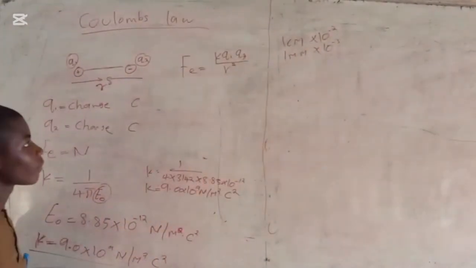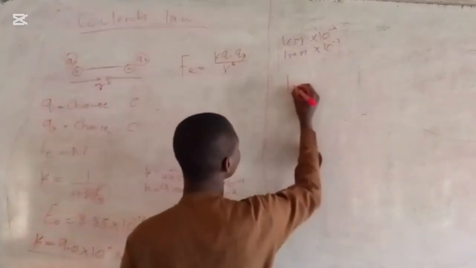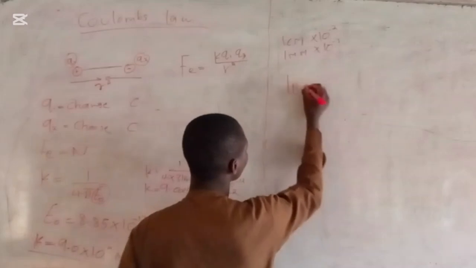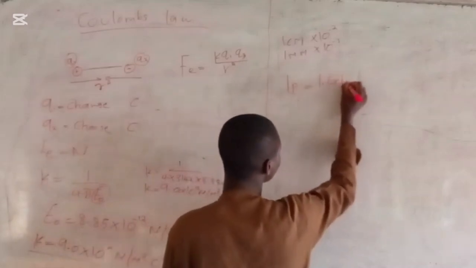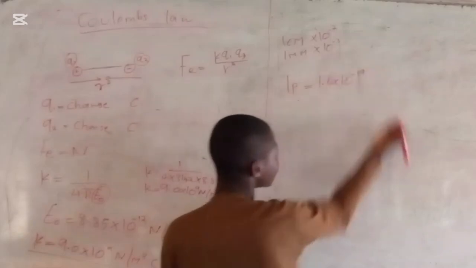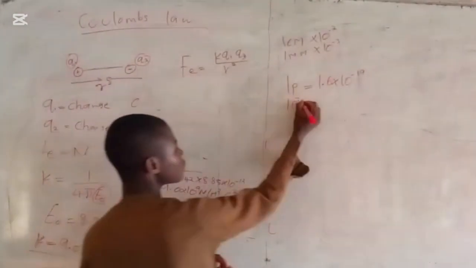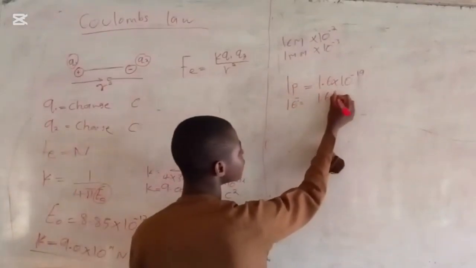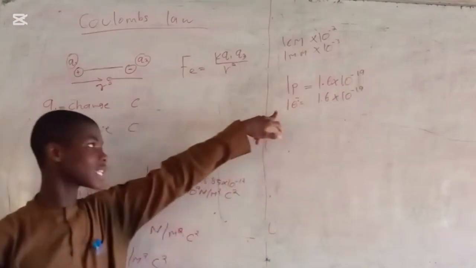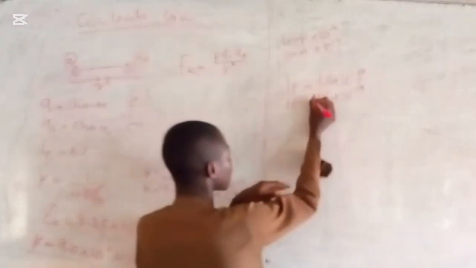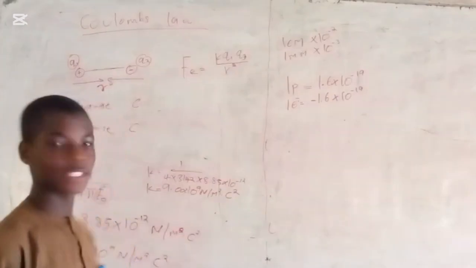We know the charge of a proton is equal to 1.6 times 10 exponential of negative 19, and the charge of an electron is also 1.6 times 10 exponential of negative 19, but we know that the electron has a negative sign, so we insert the negative sign: negative 1.6 times 10 exponential of negative 19.